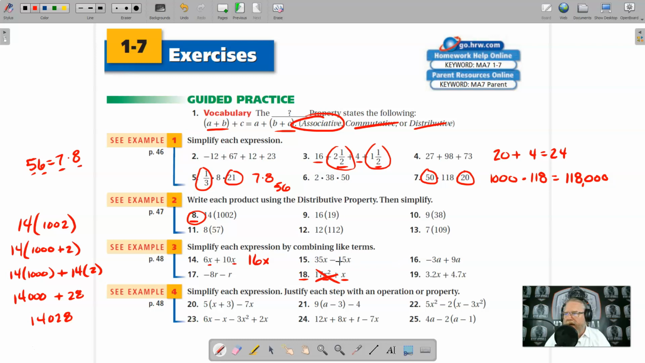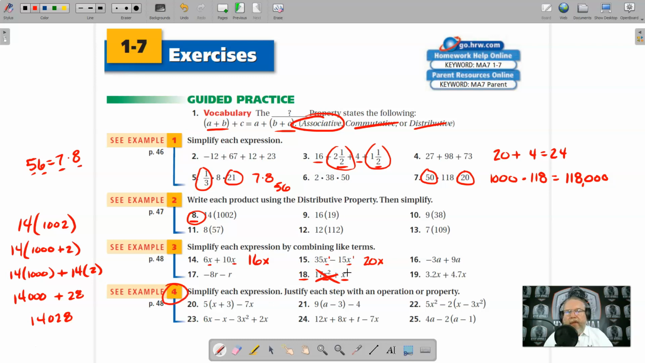35x and minus 15x. They're both in terms of x. They're both to the first power. So we can combine these. 35 minus 15 is 20. 20 what? 20x. And then from there, we'll go ahead and go on with that. And we won't even look at number 4. We don't have the space to write all that out.